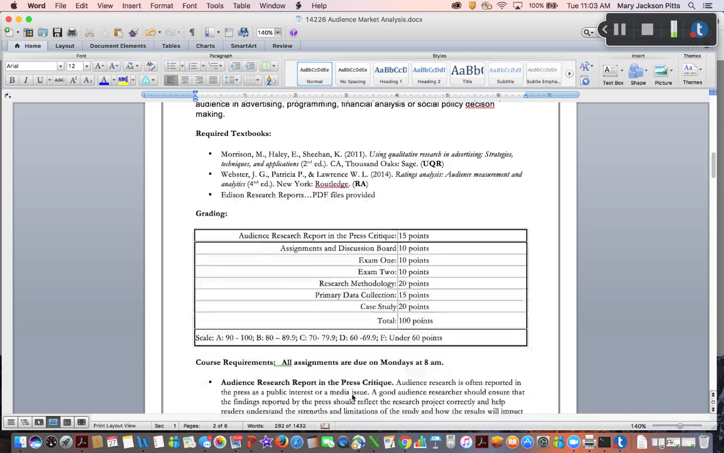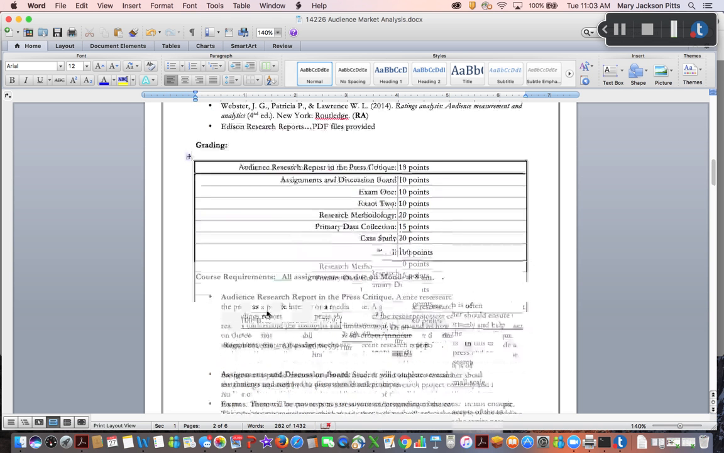I want to go over the grading. There's going to be an audience research report and press critique, and that is 15 points of your grade. There will be assignments and discussion boards, which will be worth 10. There will be an exam halfway through the semester. There will be another exam in the 6th week, and then you'll have a research methodology due. You'll be collecting the primary data, and then you'll top it off with a case study. And so that includes all your point totals for this particular class.